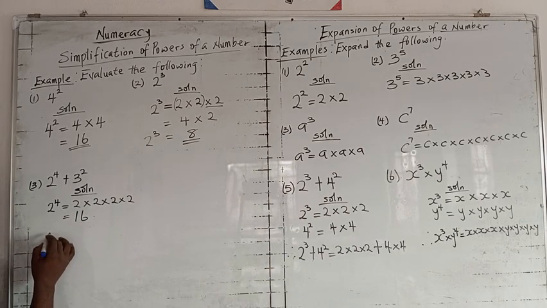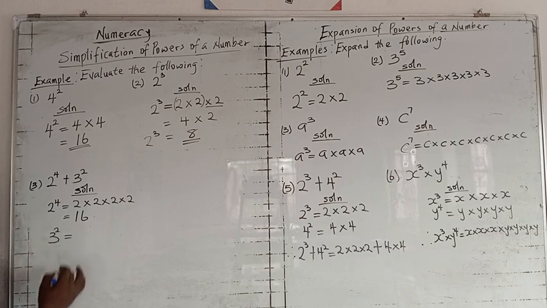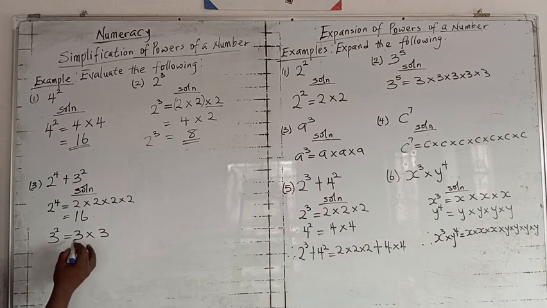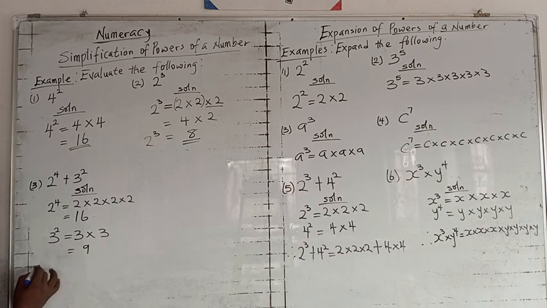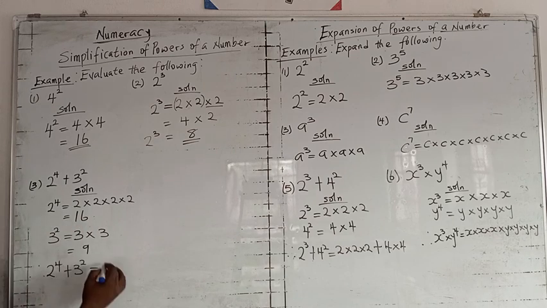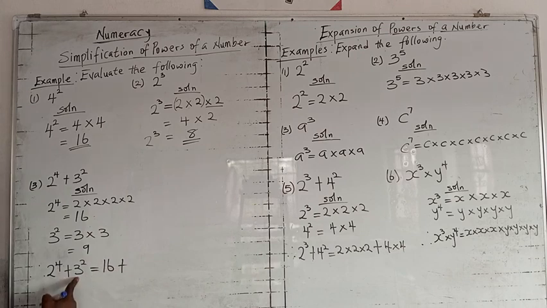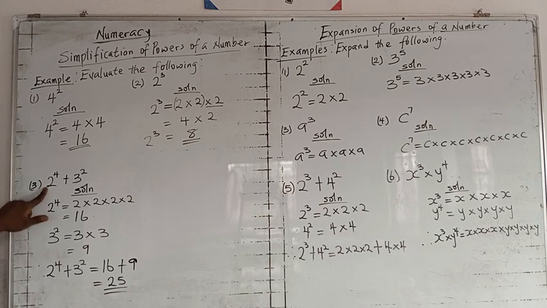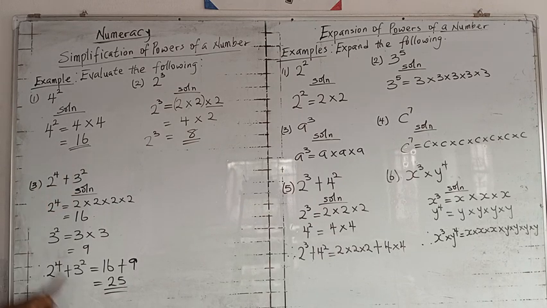16. Then we come over to 3 raised to the power 2, which is what? 3 times 3, 9. Therefore, 2 raised to the power of 4 plus 3 raised to the power of 2 equals 2 raised to the power of 4 is what? 16 plus 3 raised to the power of 2 is what? 9. 16 plus 9 is what? 25. Therefore, you can now notice that 2 raised to the power of 4 plus 3 to the power 2 equals what? 25. Alright?